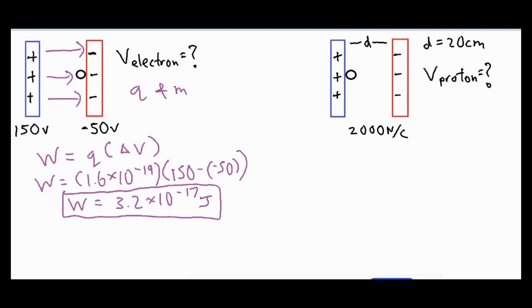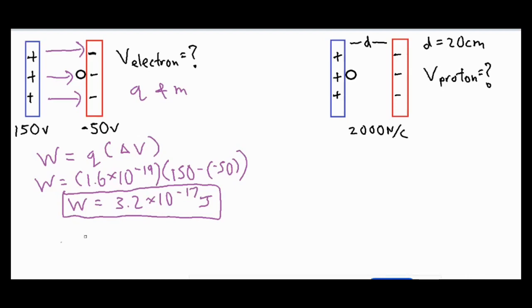Now the rule is that if the field is causing something to accelerate and gain kinetic energy, then it's a positive value for work. So for an electron, if it's moving against the field, that's its natural way to move. That gives it kinetic energy, then the work is positive, and vice versa for a positive charge.